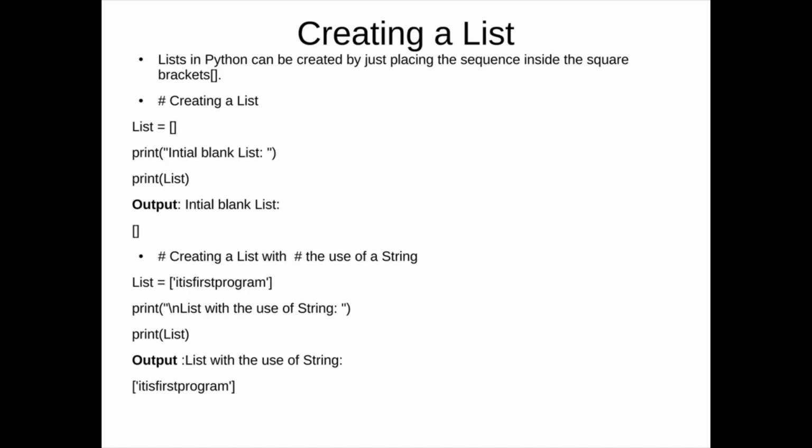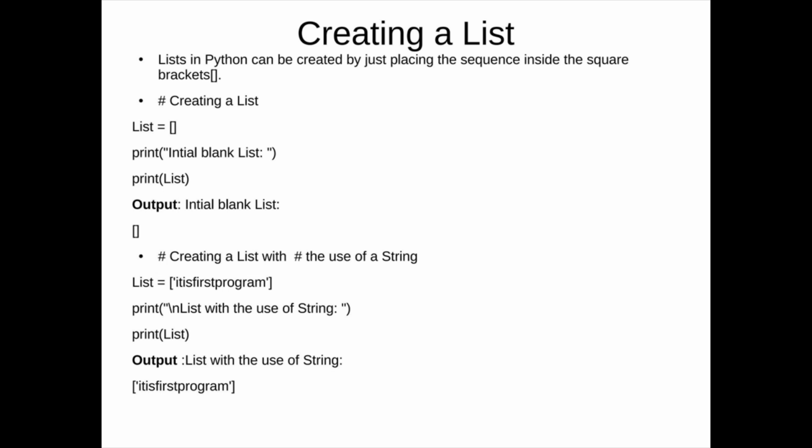Now I want to create a list. In Python, a list is created by just placing the sequence inside the square brackets. Now I want to create the list. List equals square brackets, print initial blank list. So the list is printed as initial blank list. The blank list should be displayed in the output.